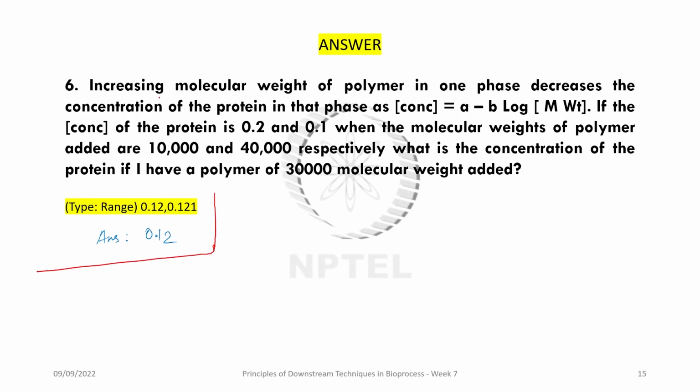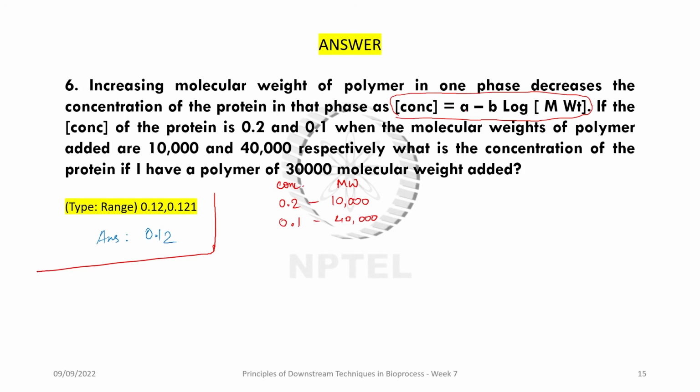So they're giving you two situations. Increasing the molecular weight of polymer in one phase decreases concentration as per this equation. So this is how the concentration varies with molecular weight. They have already given you two cases: the concentration of protein is 0.2 and 0.1 when the molecular weights of the polymer added are 10,000 and 40,000.